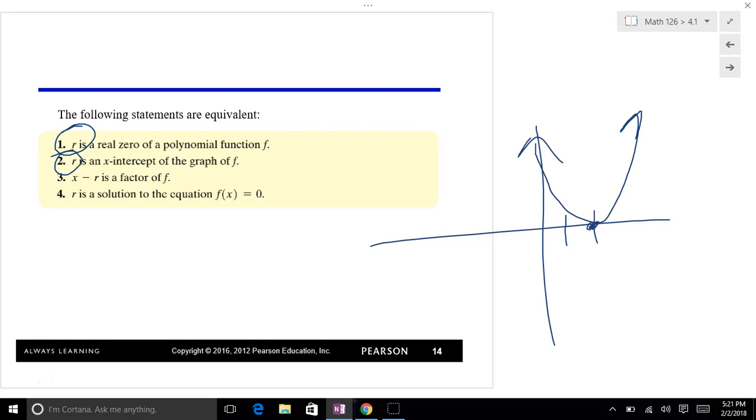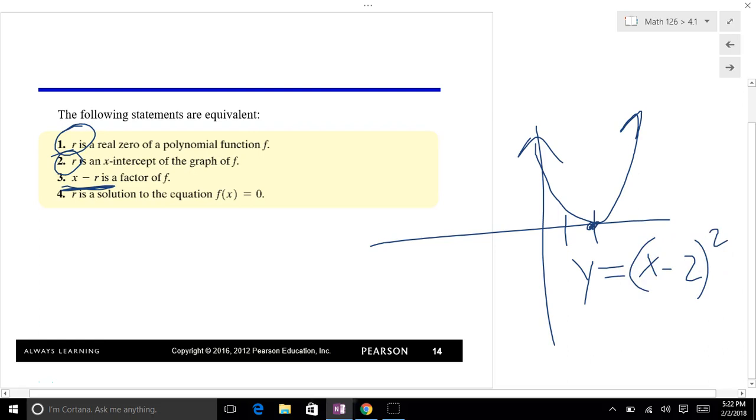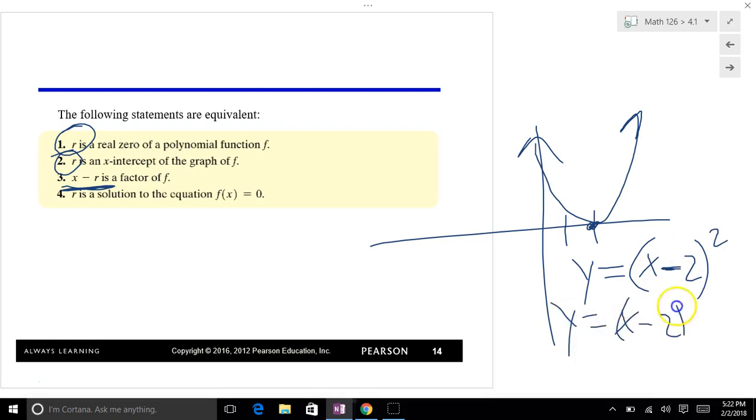Well, if 2 is a zero, then x minus r would be a factor. This is the equation (x minus 2) squared. Notice I took x squared and just moved it right 2. And you see how x minus 2 is a factor of this? If 2 is a zero, x minus 2 is a factor.